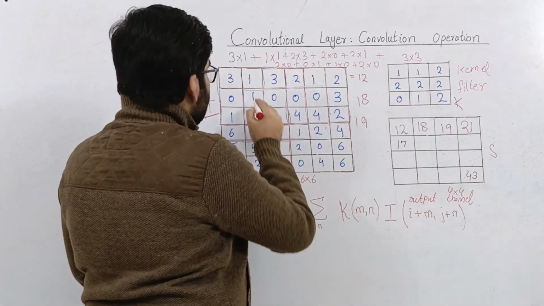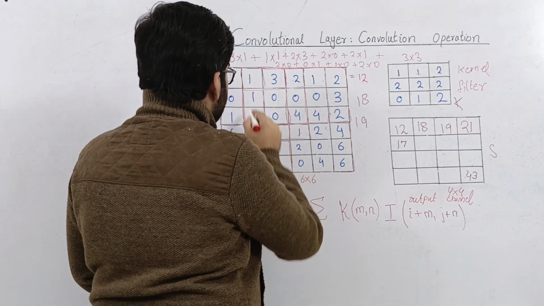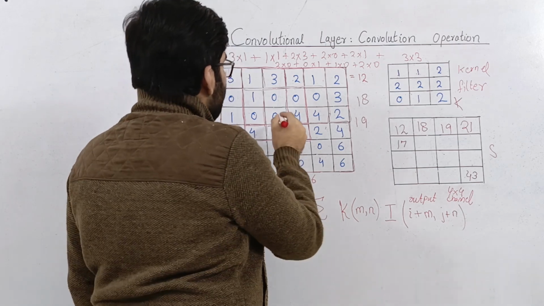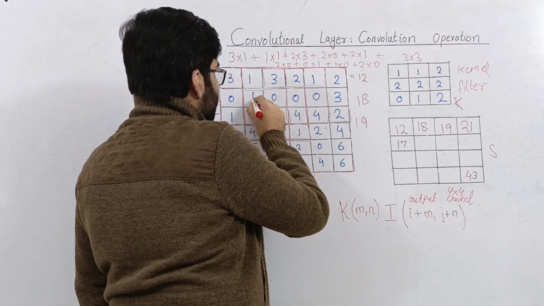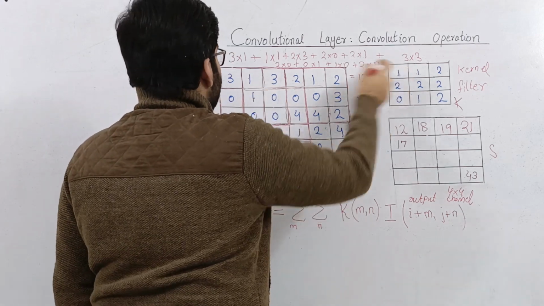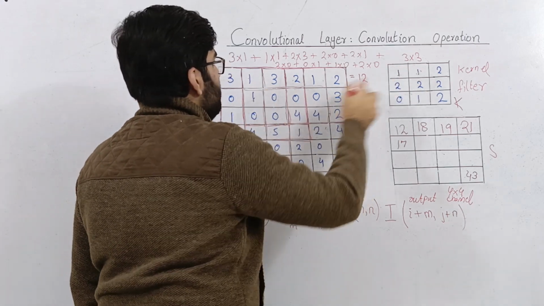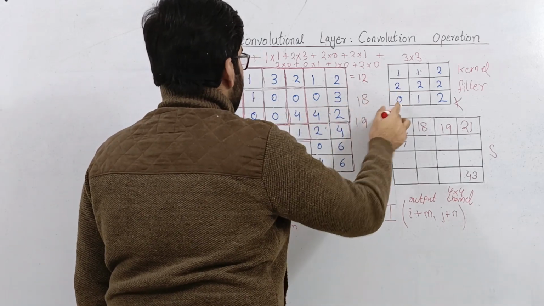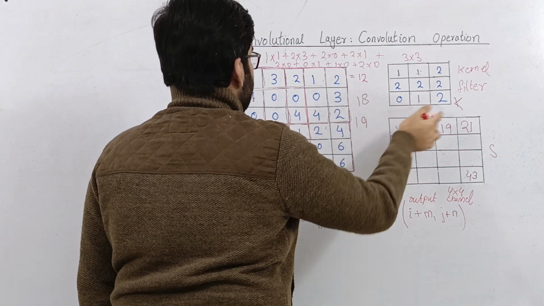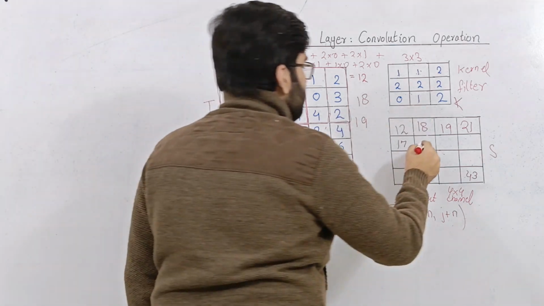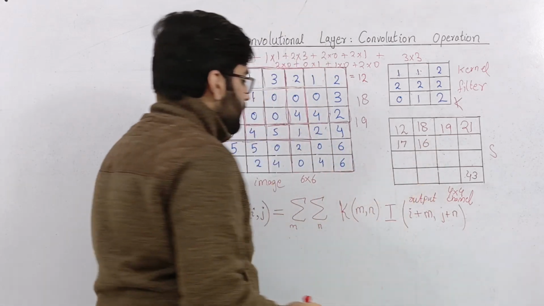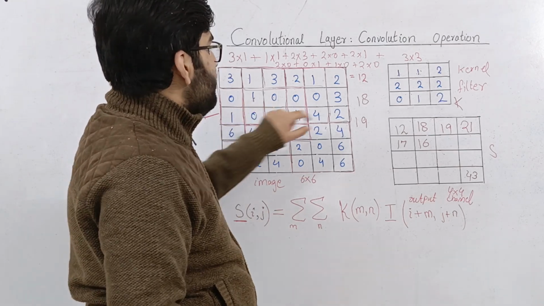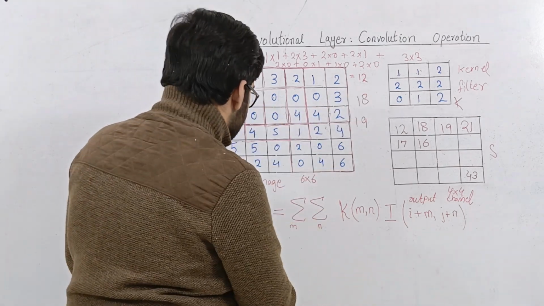Now suppose we are at this point. If we convolve it, that is here 1 multiplied by 1, 1 multiplied by 0, 2 multiplied by 0, 2 by 0, 2 by 0, 2 by 4, 0 by 4, 1 by 5, 2 by 1, and we will get the value 16 after summation. Essentially, we are using this equation and applying it to the input image using the kernel and finding the output.